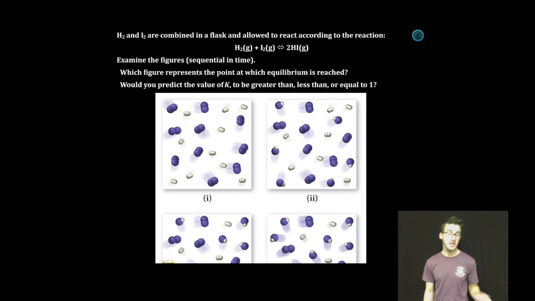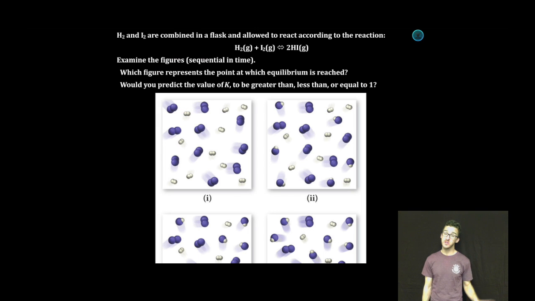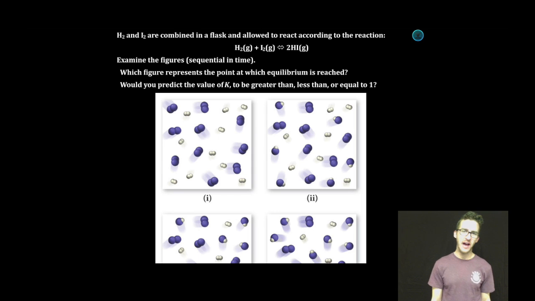All right, now let's take a look at a different reaction, but once again focused on a particulate representation of equilibrium. It says H2 and I2 are combined in a flask and allowed to react according to the reaction. Examine the figures, sequential in time, and we want to know two things. Which figure represents the point at which equilibrium is reached? And two, would you predict the value of K to be greater than, less than, or equal to 1? Now, you've got these images on your notes in front of you, and so I encourage you to work through this as I do it on the screen.